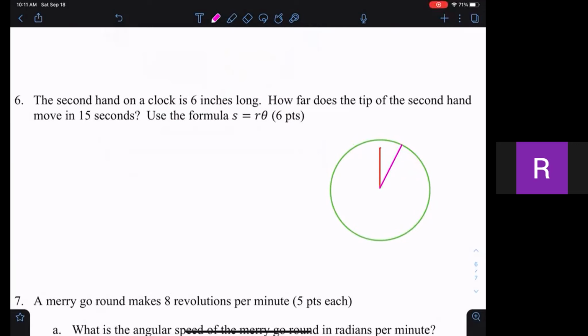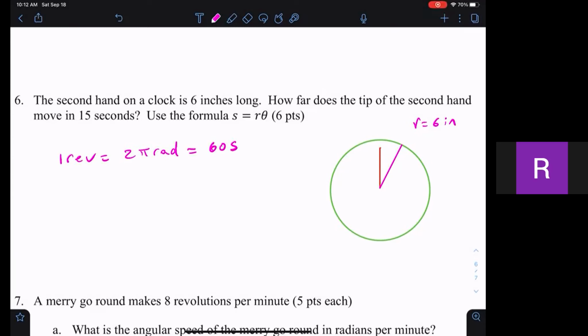Now they're saying the second hand. Let's assume that the pink one is the second hand, which is 6 inches. So that's your radius, right? Okay. So how far does the tip of the second hand move in 15 seconds? So you have to recall that one revolution is 2 pi radians. And in this clock, one revolution is 60 seconds. So they're asking you about 15 seconds, right?